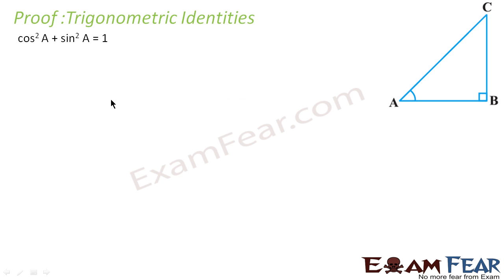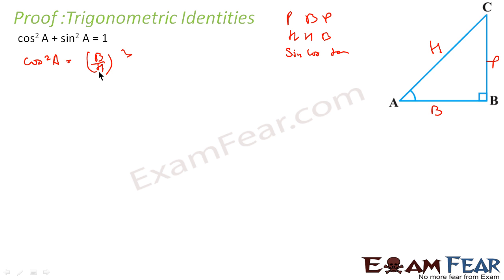So first we have to prove cos square A plus sin square A is equal to 1. Let's take this angle A in this right triangle. This is the hypotenuse. If we take A as the frame of reference, this is the base and this is the perpendicular. Again we use the formula Pandit Badri Prasad, Hare Hare Bol: sin, cos, and tan. So cos square A will be equal to B by H square, and similarly sin square A will be equal to P by H square, for any angle theta.